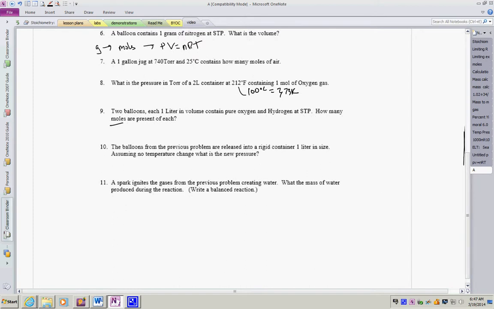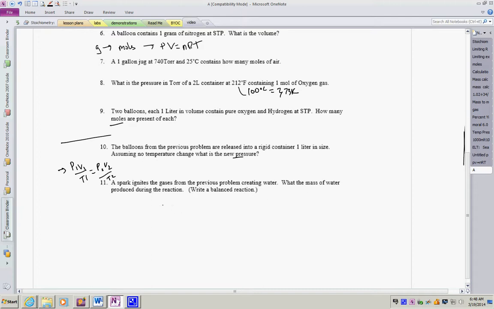And the balloons, previous problem, okay. So up to this point, the balloons from the previous problem are released into a rigid container of 1 liter in size. So this is our first combined gas law, P1V1 over T1 equals P2V2 over T2. It says the balloons from the previous problem, so the previous problem is going to have some volumes, and I will let you take a look at that one. And then of course the spark ignites, creating water. What mass of water is produced?